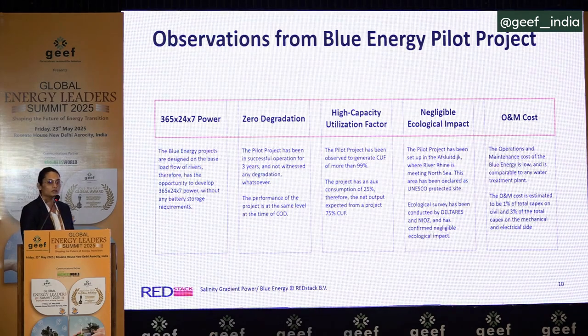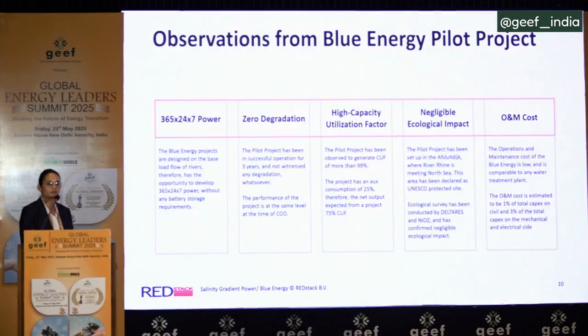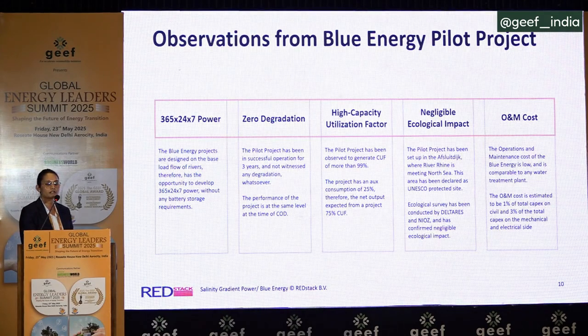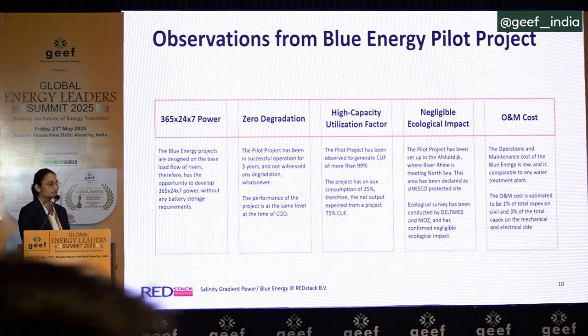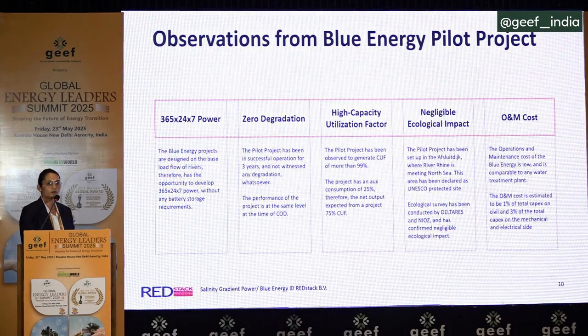There is a very high capacity utilization factor. We can achieve as high as 99% CUF, and despite consuming about 25% of CUF as auxiliary, the net power output is about 75%. As I had already mentioned, various ecological studies have been undertaken, and it has been observed that we are not causing any negative harm to the ecology around us. And the O&M cost for our project is very much comparable to any other water treatment project.